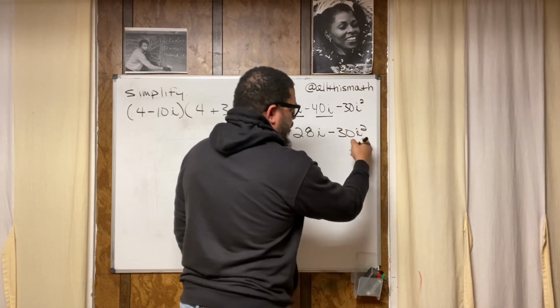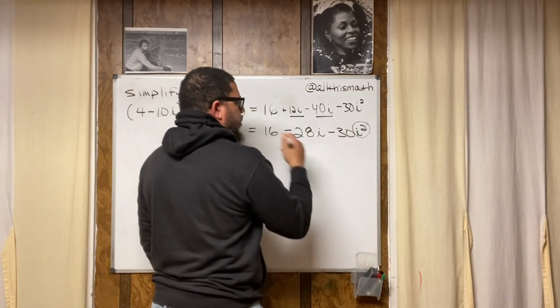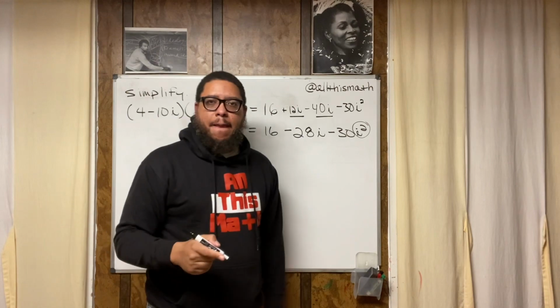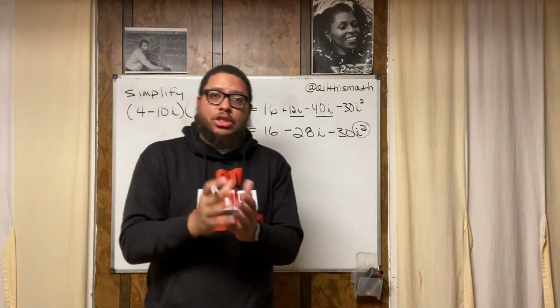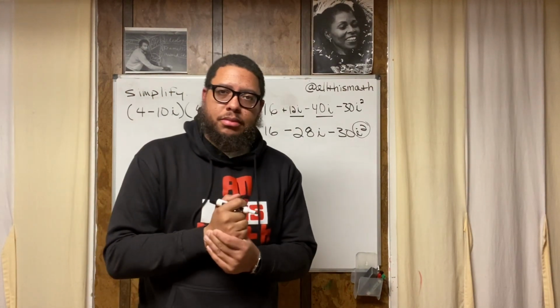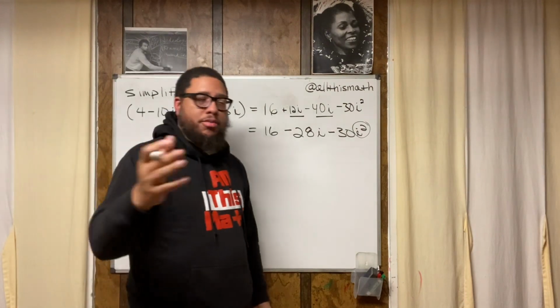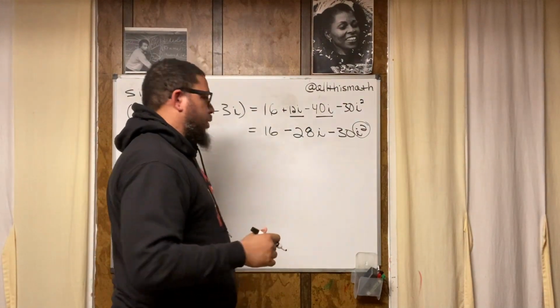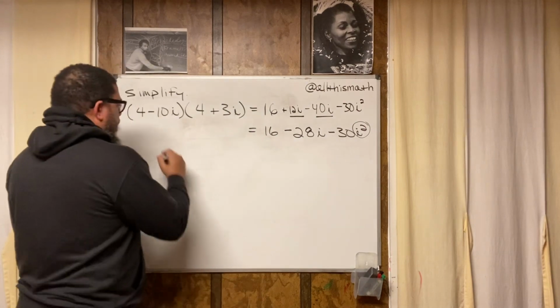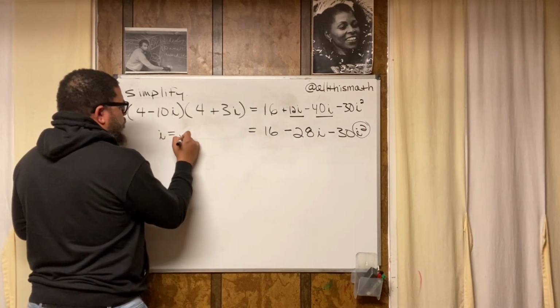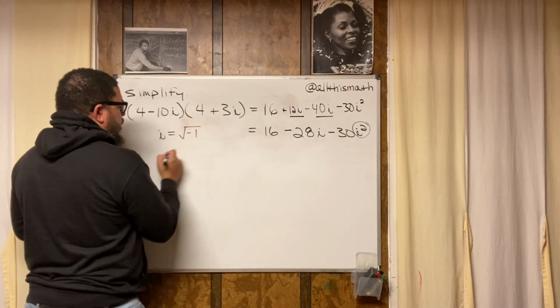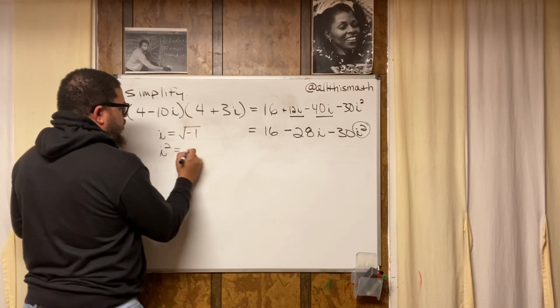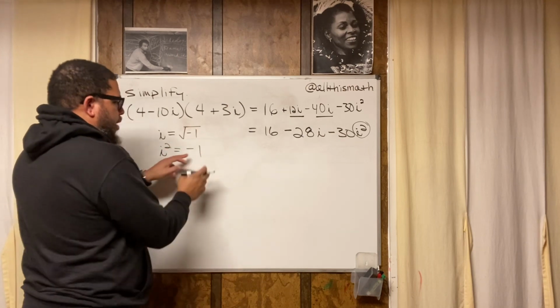And then we got -30i squared. Now, this is something you got to know. i squared is special because i squared, and you should put this in your notes, i squared is equal to -1. i squared equals -1, and you should memorize that. i squared equals negative 1. Let me show you something. Matter of fact, i is equal to the square root of negative 1, and i squared is equal to negative 1.